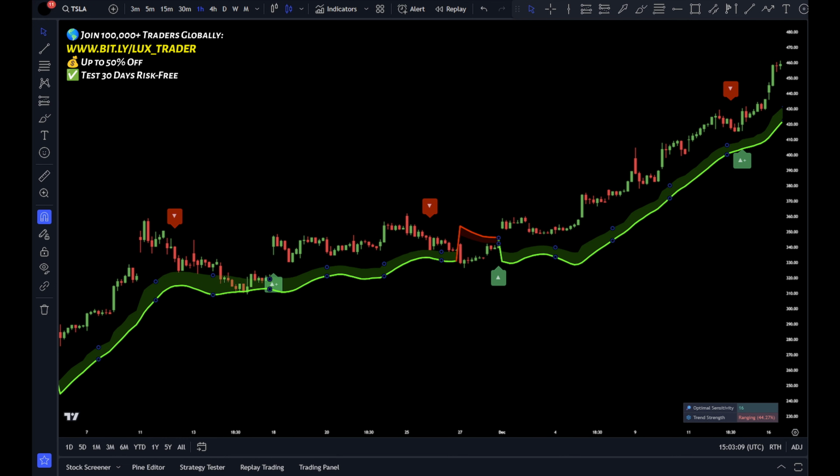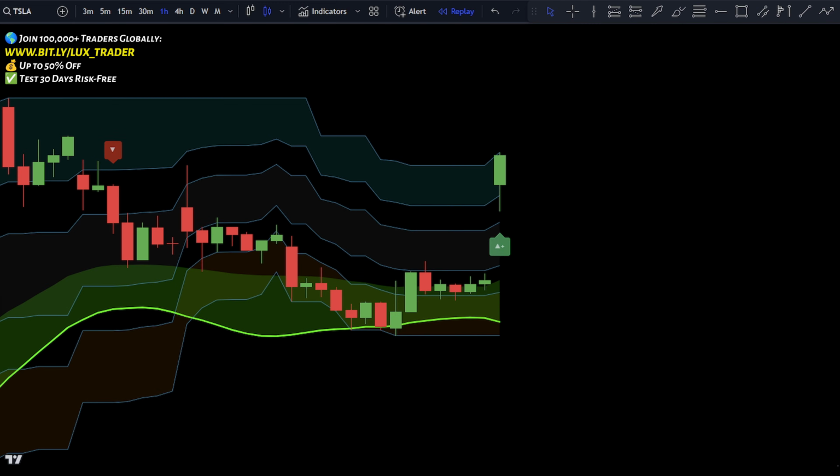Now that the settings are configured, let's dive into the strategy and look at an example of a buy trade to see how everything works in action.